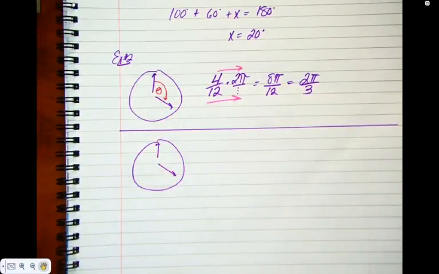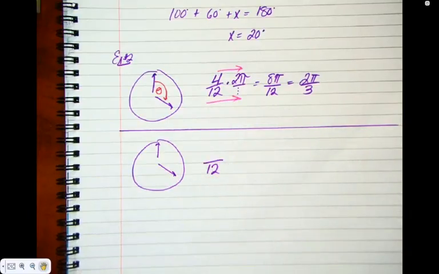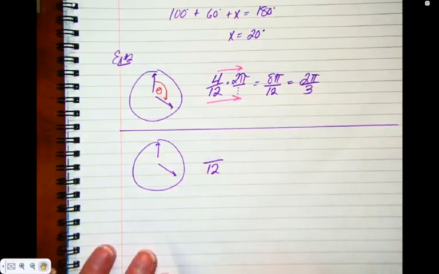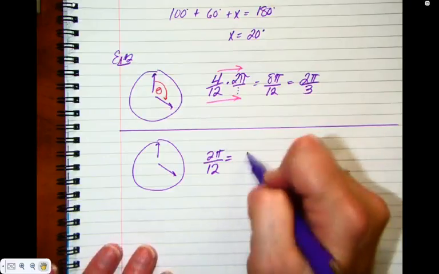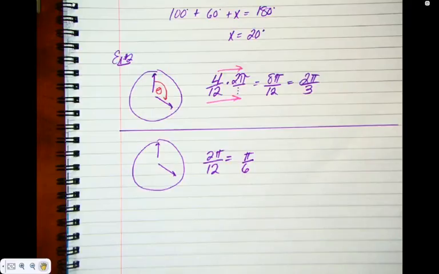Full clock has how many sections? Full radians around. 2 pi. So what I'm going to do is divide the full amount of radians into 12 sections. So how many radians are in each section of the clock? Pi on 6. I just reduced that fraction.